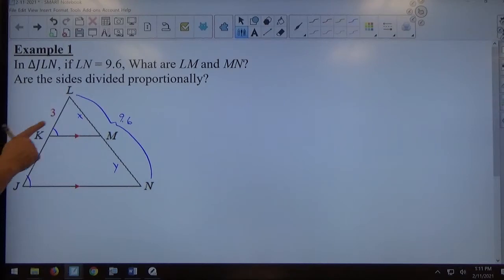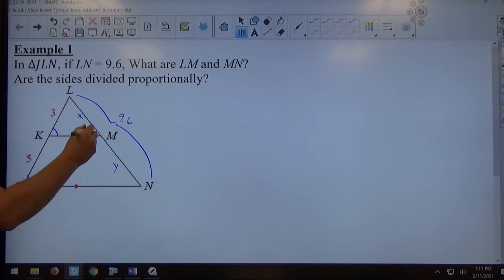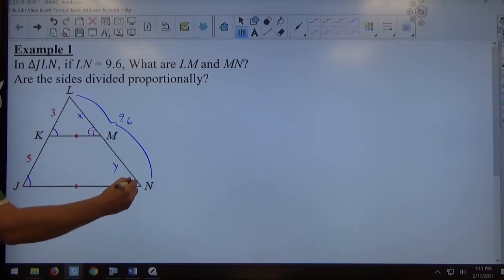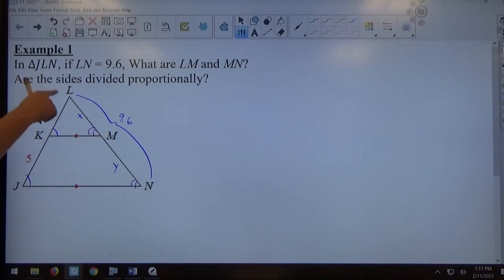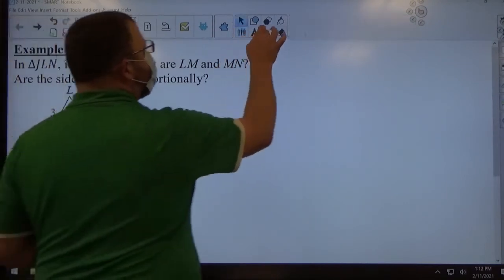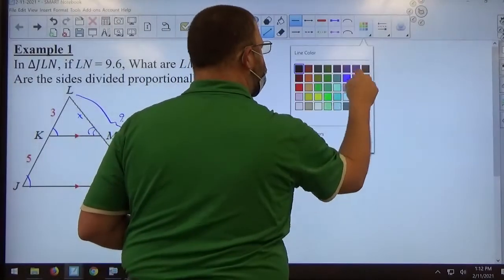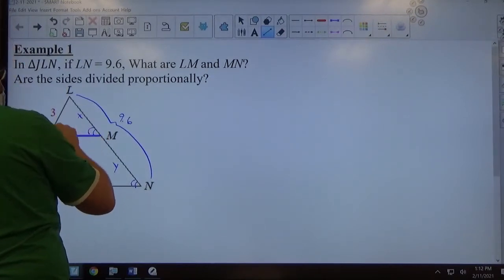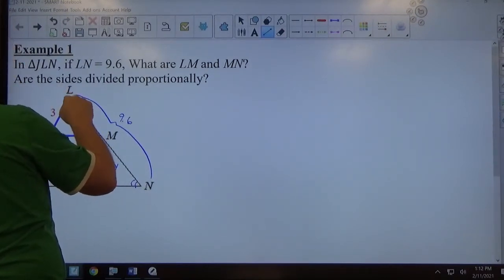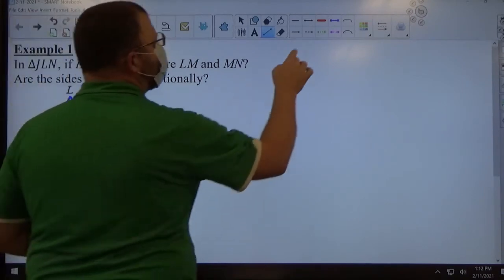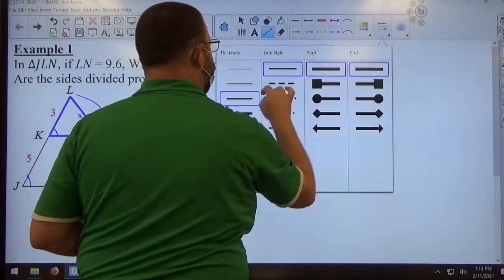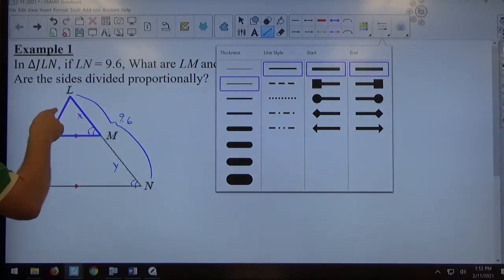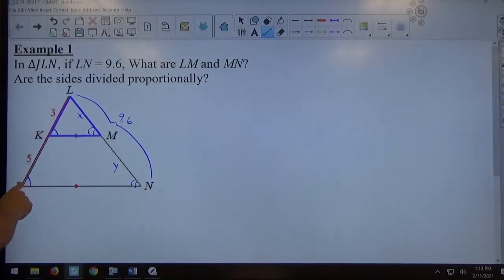And on the same reasoning, LN is a transversal for the same pair of parallel lines, which means that angle LMK and angle N have to be congruent to each other because they're corresponding angles for that transversal. Which leads me to the fact that the top triangle here, which I'll make blue, which is LKM, is going to be similar to the big triangle LJN, or JLN, or whatever you want to call it.